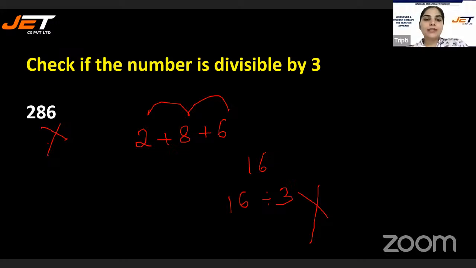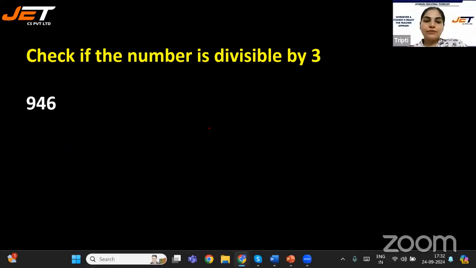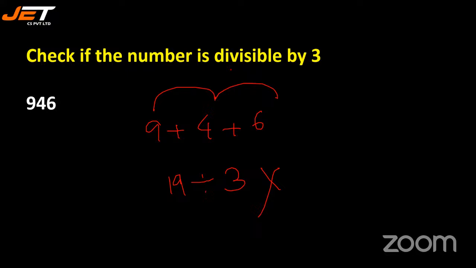Okay, now let's see the next one. Next one is 946. So 9 plus 4 plus 6. 4 plus 6 is 10. 10 plus 9 is 19. Is 19 exactly divisible by 3? No. 19 is not exactly divisible by 3. That is why 946 is also not divisible by 3.